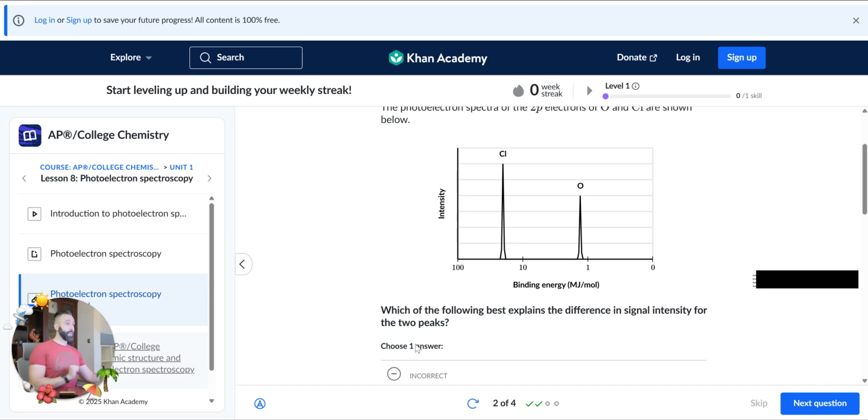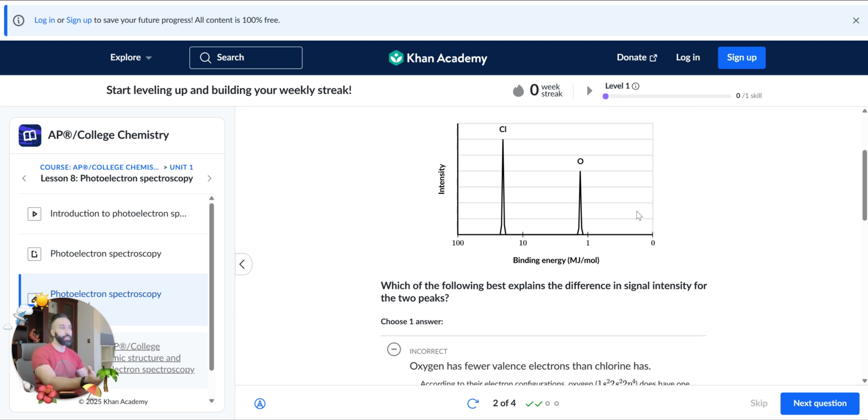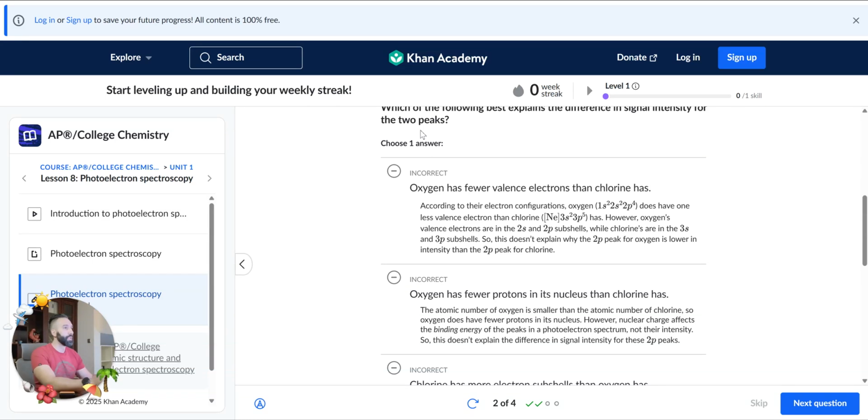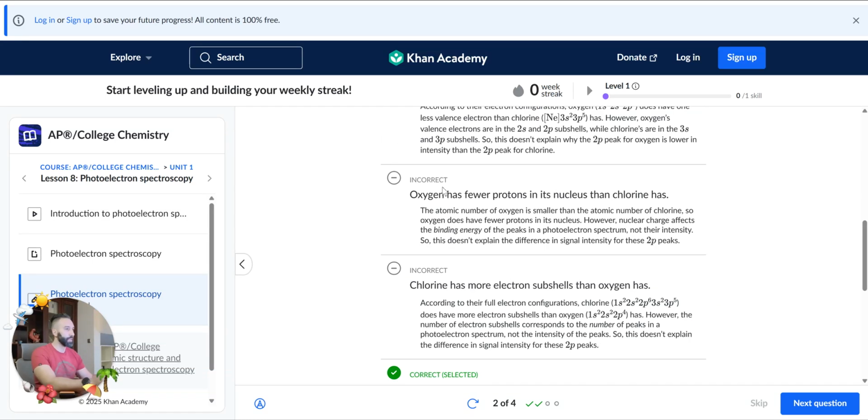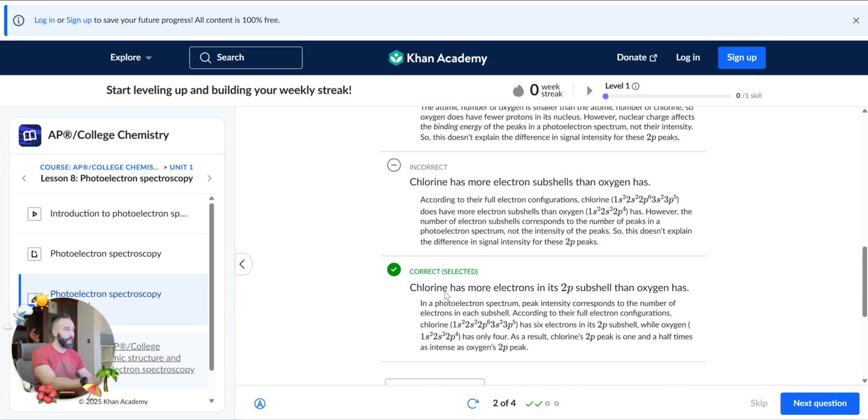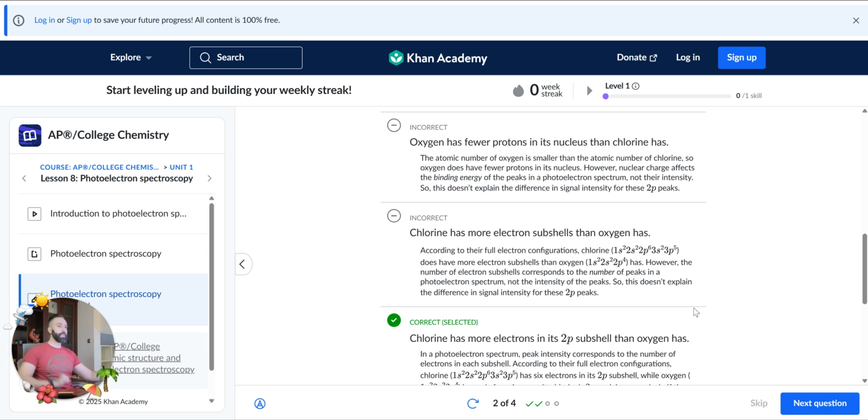So the answer here is that what explains the different signal intensity is just that chlorine has more electrons in the 2p orbital. Here it's already explained: chlorine has more electrons in 2p orbitals. I like to say orbitals, but p is technically a sublevel or subshell, so that's a better way to say it, definitely. Okay, practice these, I'll give you more.